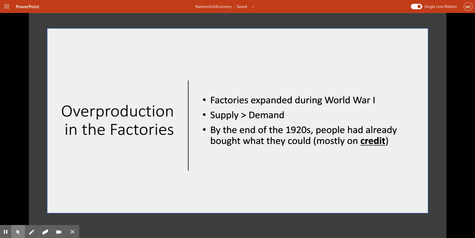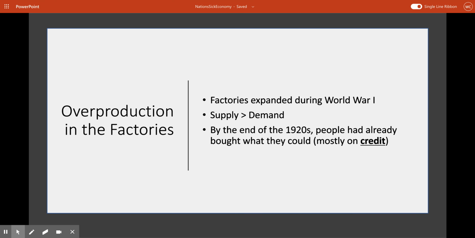So the other major source of overproduction was in factories. Factories during the Great War expanded exponentially to supply goods for the military. Basically, what started happening in the 1920s was slowly the supply being produced by these factories started outpacing the demand.